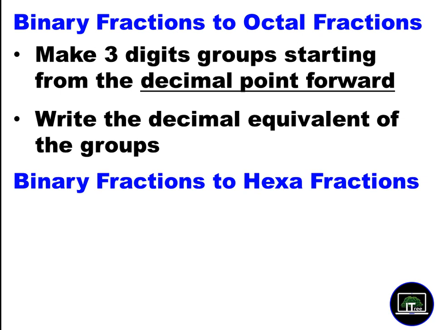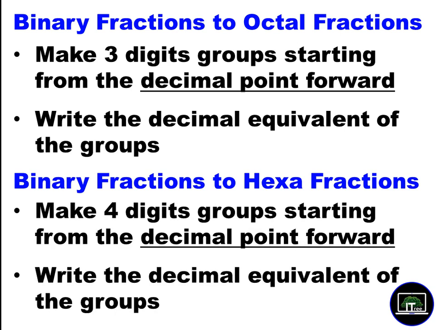When you're talking about the fractional binary to the hexadecimal fraction, what you do is you divide into 4 digits groups. Again, you start at the decimal point and go forward to the right side, always making 4 digits groups. Okay, then you write the hexadecimal equivalent of that value.